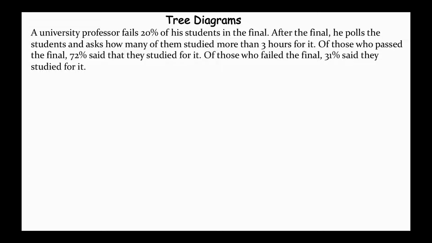Okay. So there's two events here. The first event, what is the first event? The final. How did you do on the final? Pass or fail, right? So that's where we're going to start our tree branches because that's where it starts. So we're going to build two tree branches here. There's two outcomes for the final. One of them is going to be a pass and one of them is going to be a fail. So we can say pass will be here, fail will be here.